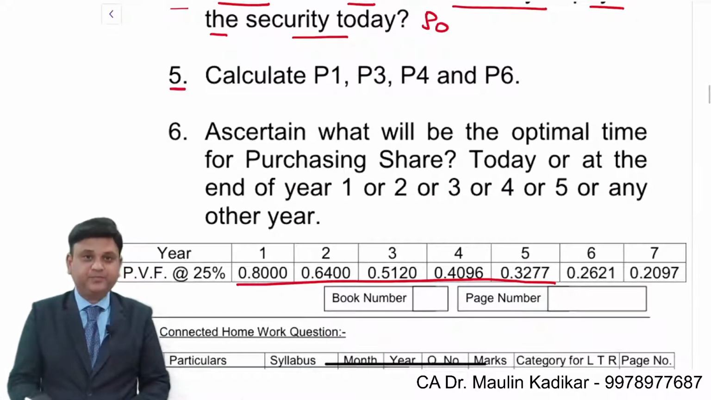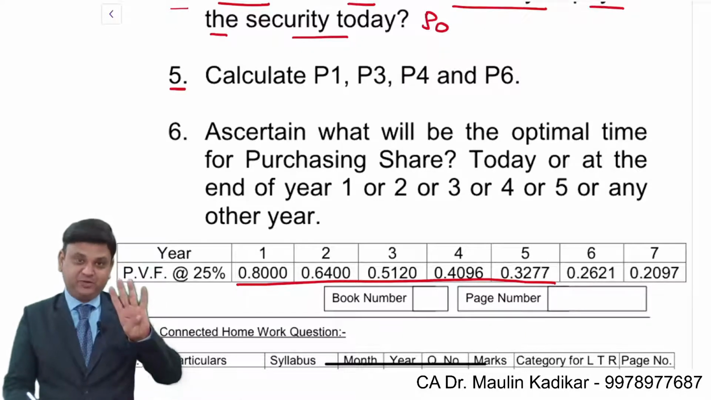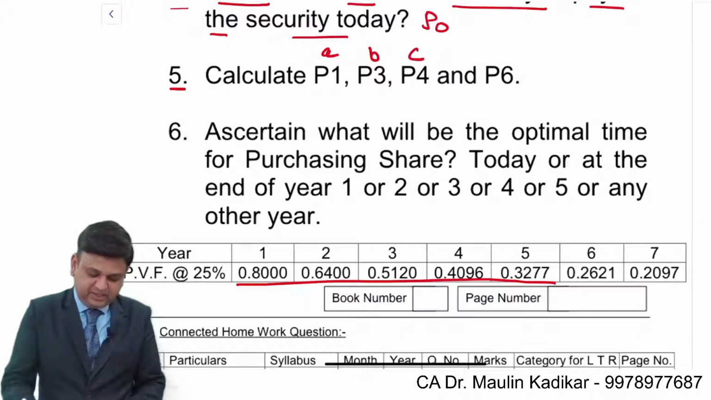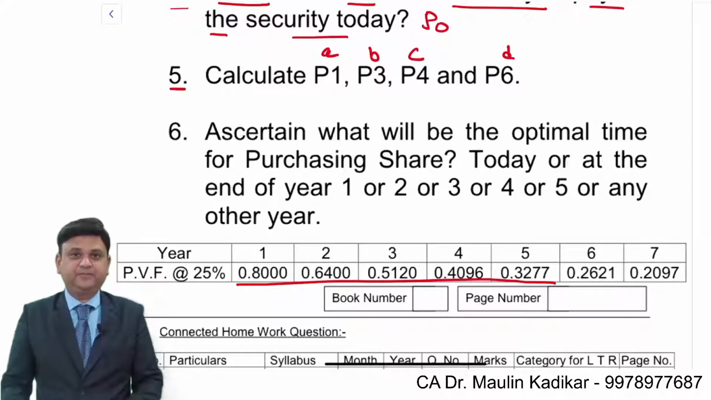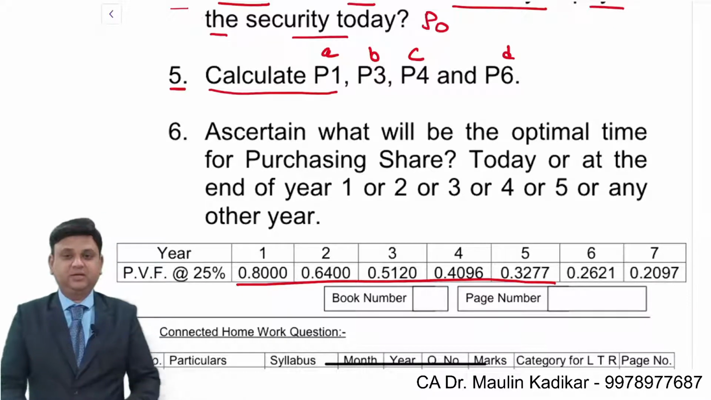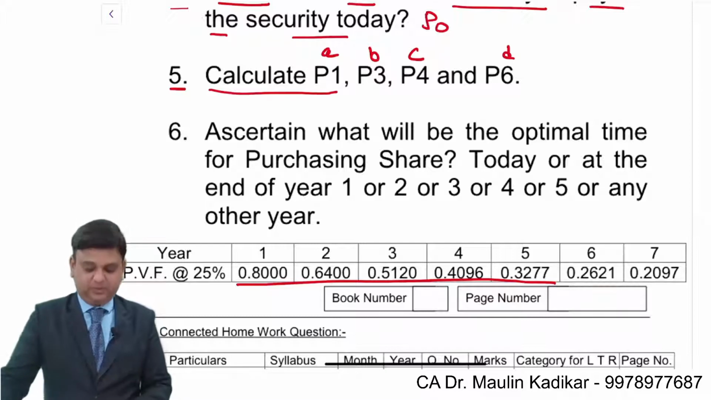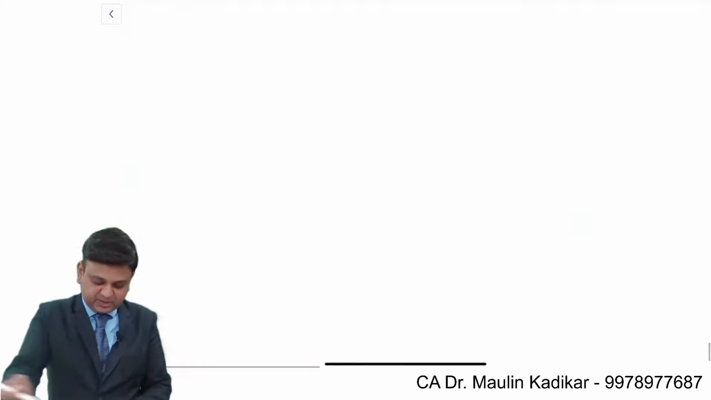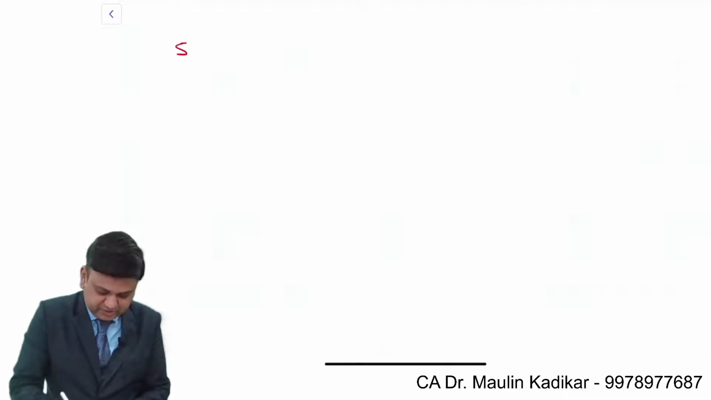Fifth question, in which there are 4 questions. So 5A, 5B, 5C, 5D. In question number 5A, the question is calculation of the P1. Try to do P1 answer on your own. I just give a small explanation to you for question number 5A, P1.